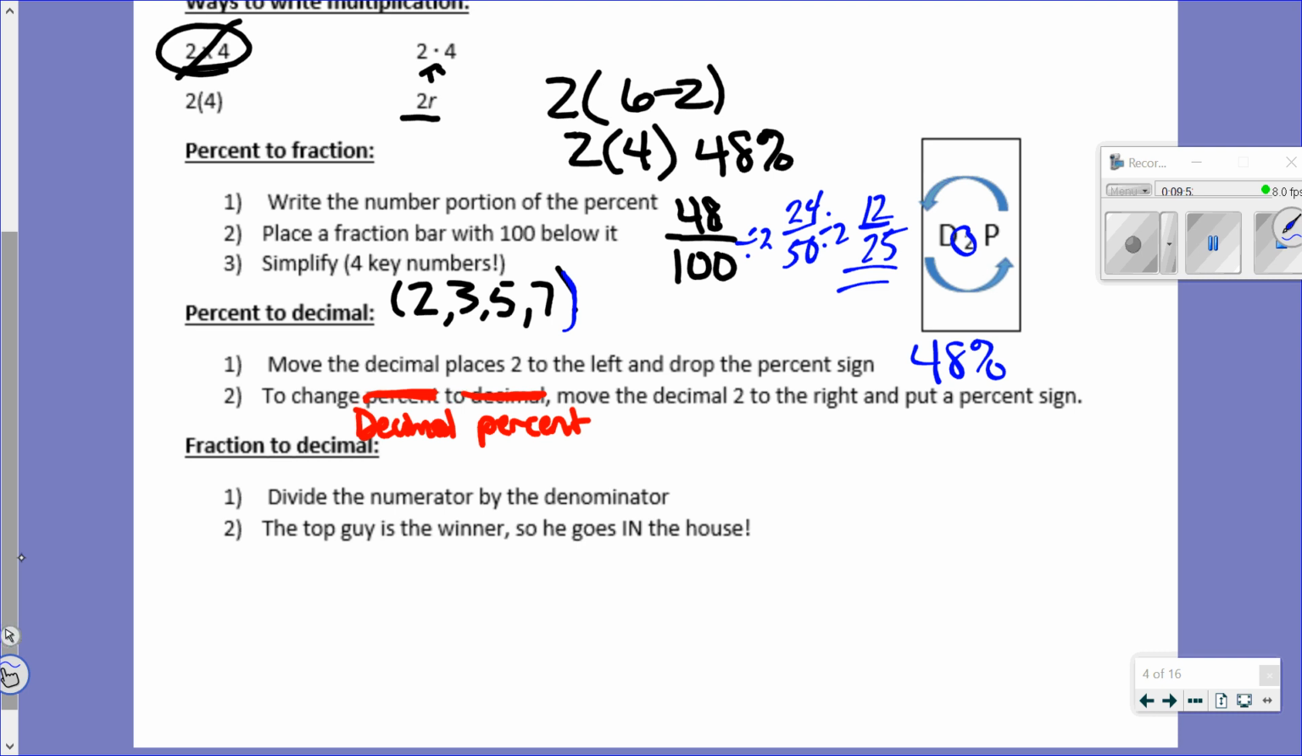John? Where is it supposed to be? Right, so where is it? I don't have a decimal place.